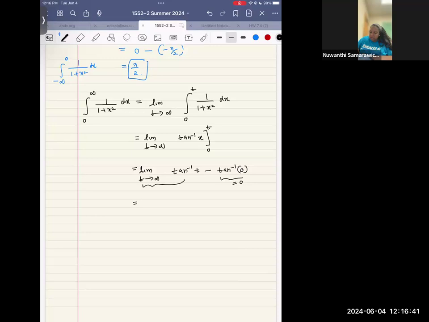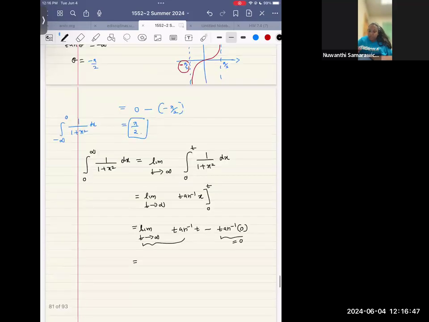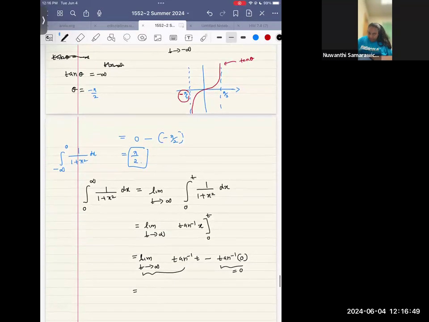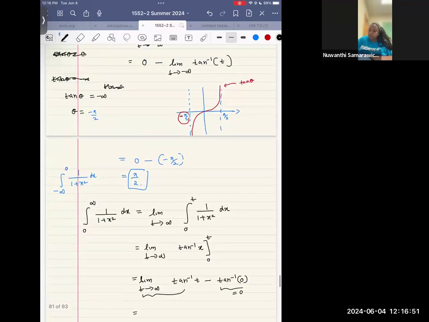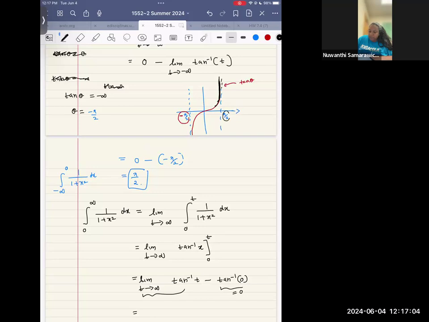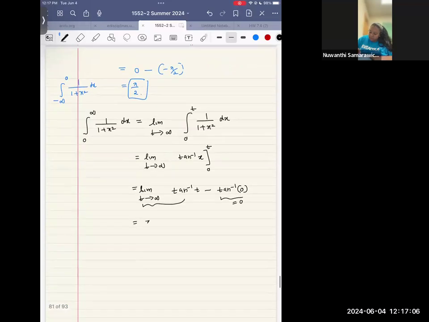What is this part, the limit of tan inverse t? Don't forget now t goes to positive infinity. By looking at the basic graph, yes, it's pi over 2. If t goes to positive infinity, then what is the angle? That is pi over 2. So it is pi over 2 minus 0, so pi over 2. Okay.